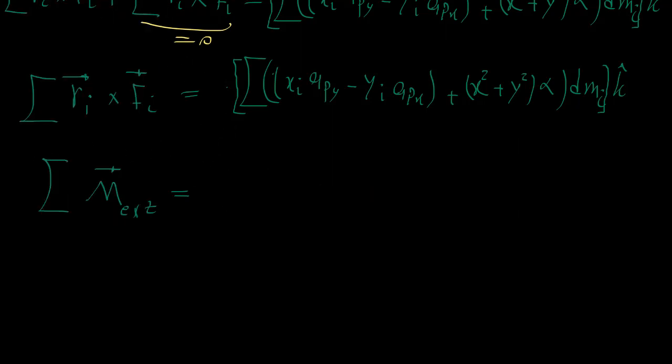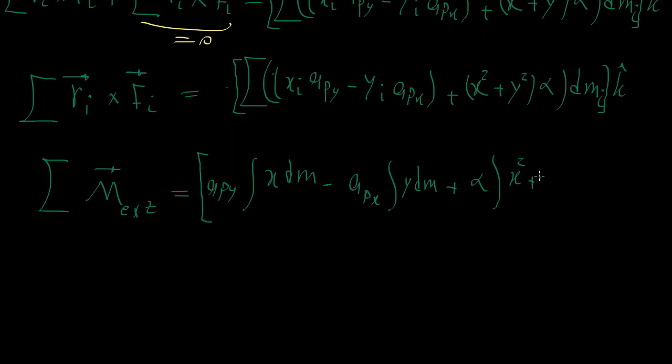This would be, let's take ApY and ApX out of the integrals because these are constants, these are just numbers. So this would be ApY integral x dm minus ApX integral y dm. So this whole thing should be in the k direction, plus alpha integral x squared plus y squared dm. And everything is in the k direction.